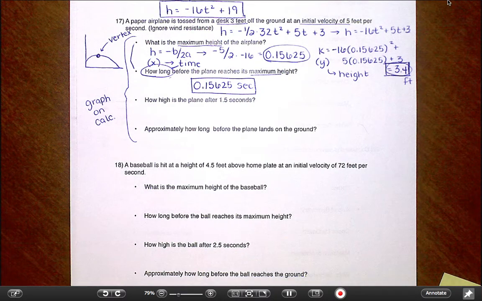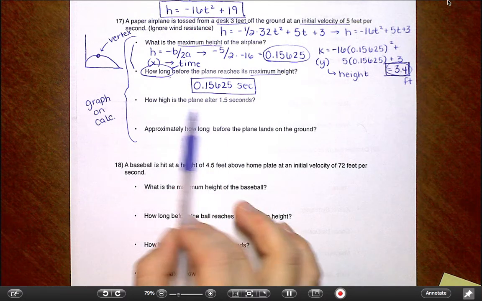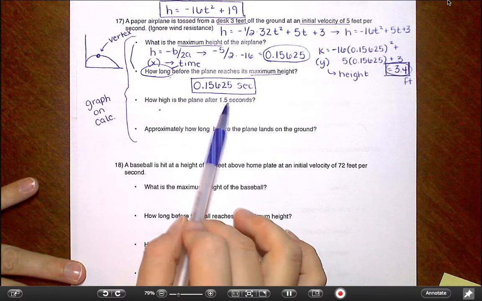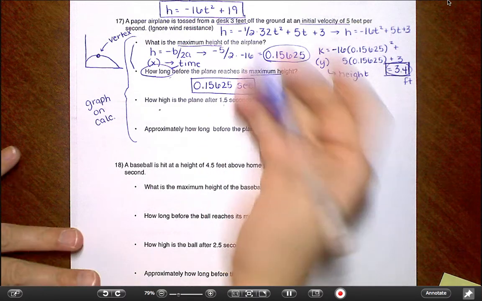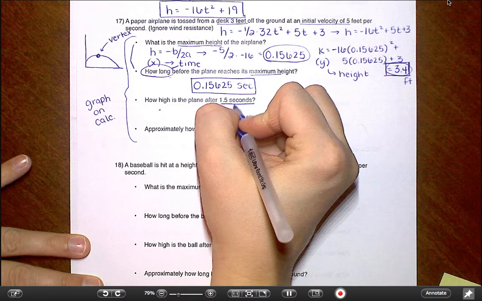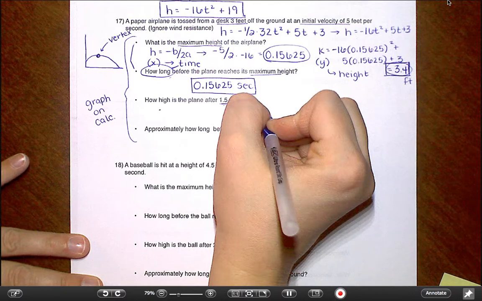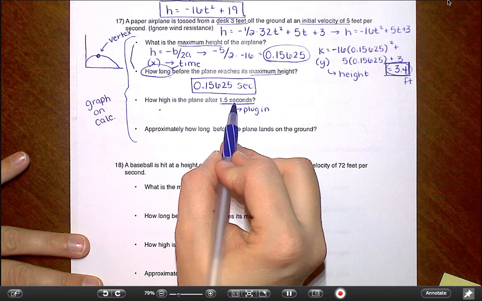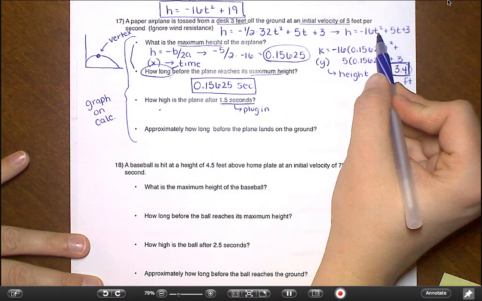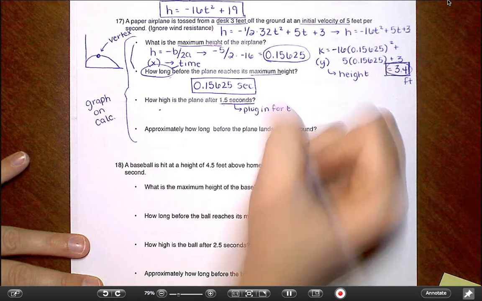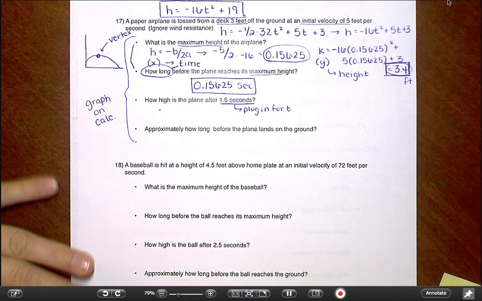This is a badly asked question. I want to go ahead and work through it mathematically and then see if we can talk about why it doesn't make sense. So, how high is the plane after 1.5 seconds? We want to somehow plug this into the equation. Does it get plugged in for h or for t? Well, it's in seconds, so that's a measure of time, and time is my t value. So I'm going to plug it in for t.